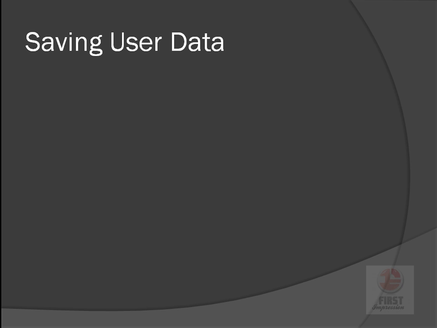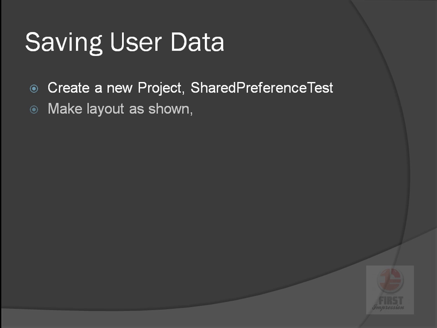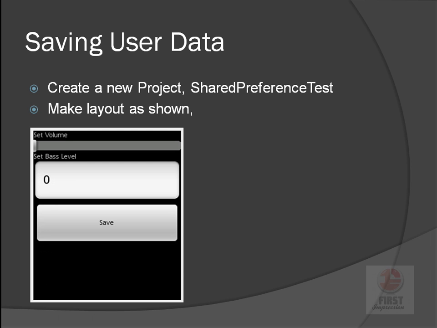Let's start by saving some data of the user. Let's create a new project called SharedPreferenceTest and make the layout as shown. Over here you have 5 controls. The first control is the text view that we already know. This is a seek bar that is used to set the volume in most applications. This is again a text view, an edit text, and a button. Whenever I click on save, all the information that is entered should be saved in the shared preferences area, and when I launch the application again, that information should get loaded back.